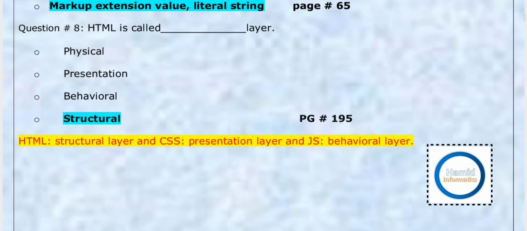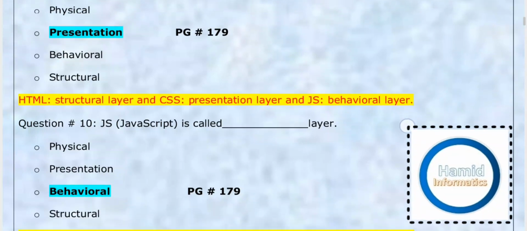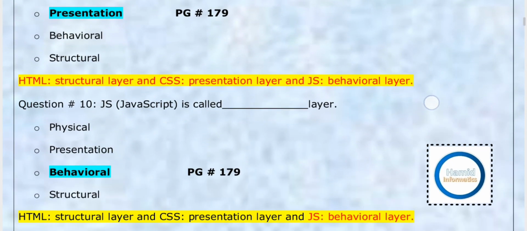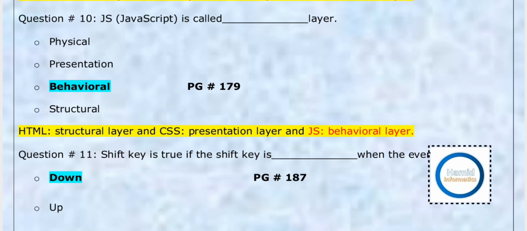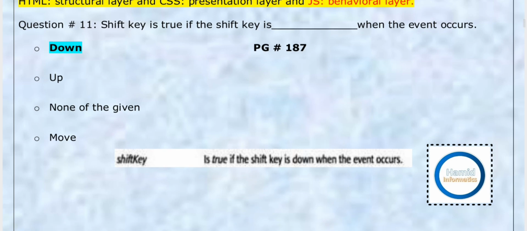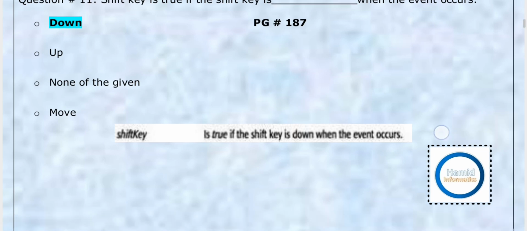Next, HTML is called dash layer, structural layer. CSS is called dash layer, presentation layer. JavaScript is called dash layer, behavioral layer. Shift key is true if the shift key is dash when the event occurs. Down.